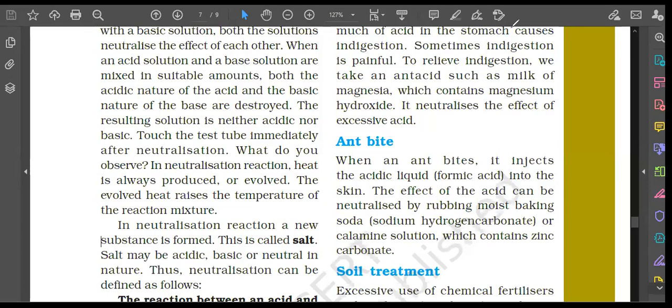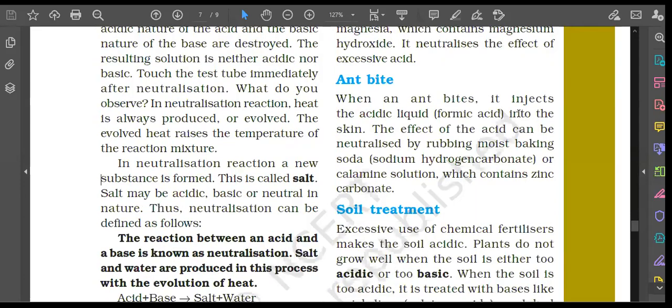We'll have a break after this concept, a break of 10 minutes, then we'll play Kahoot. That is our second case. So we just studied three practical applications of neutralization reaction. First, toothpaste. Second, ant bite. Third, antacid.